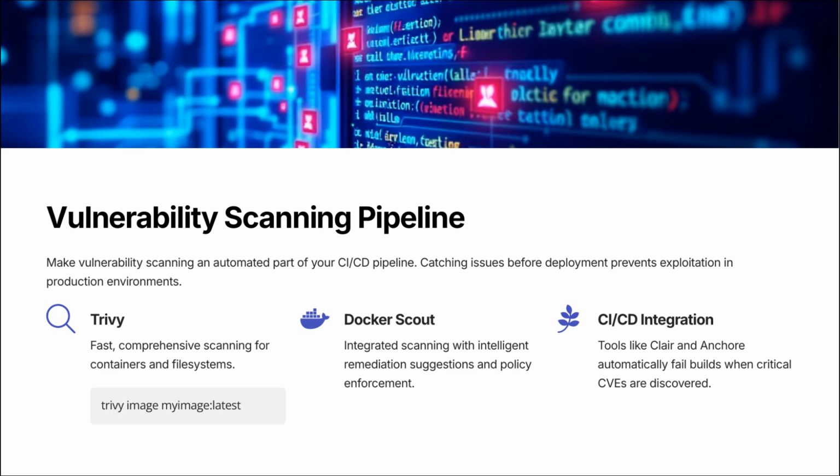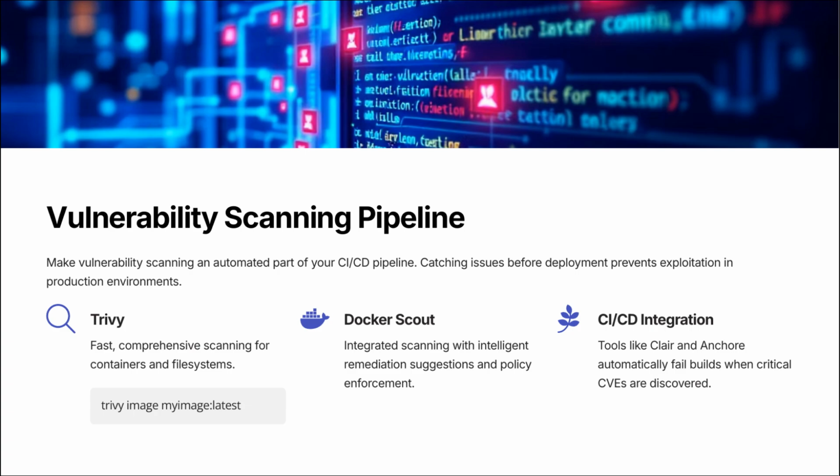On this slide, we're delving into a critical aspect of container security, creating a vulnerability scanning pipeline. This process plays a pivotal role in maintaining the integrity of our container environment. The concept here is straightforward. We want to make vulnerability scanning an automatic part of our CI/CD pipeline. Why? Because it allows us to catch potential issues before deployment, which effectively stops any exploitation from happening in our production environments. Let's look at some of the tools you can use to achieve this.